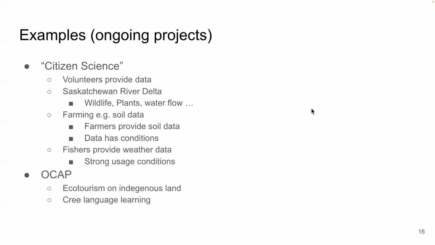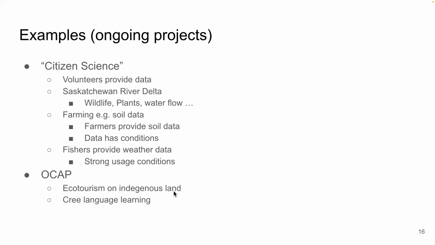So in citizen science, where essentially you're looking for volunteers, we worked on collecting information for the water, the Saskatchewan River Delta, wildlife plans. So people use smartphones to upload the information there, and they can always see how it is used, and they can say, no, I don't want my data to be used anymore. Farming is similar, except there a lot of conditions are attached, like my competition is not allowed to know it.